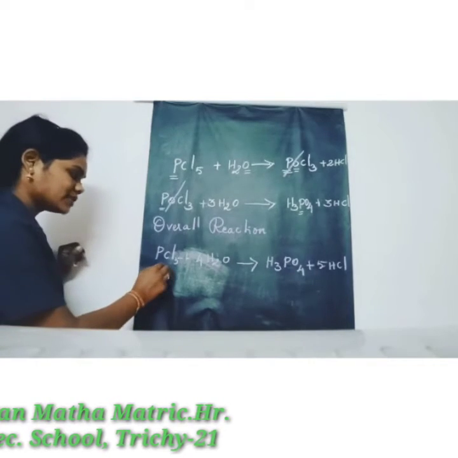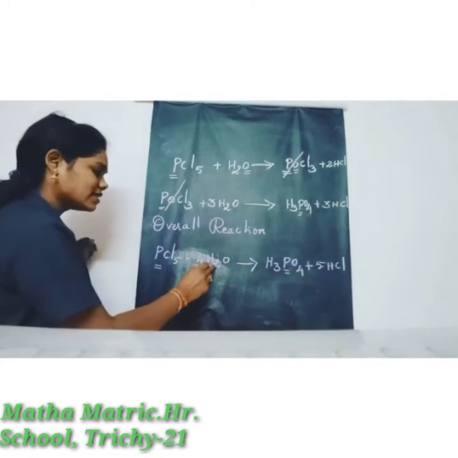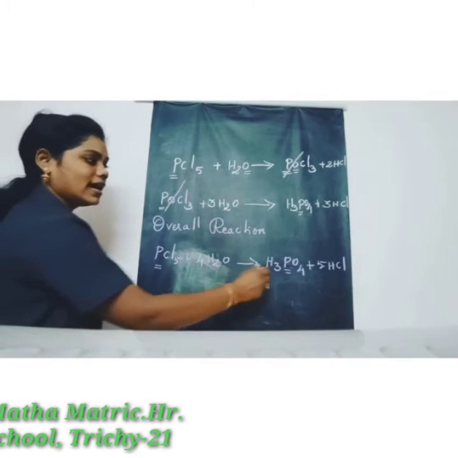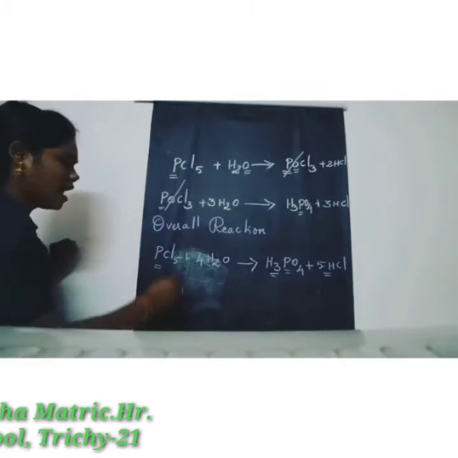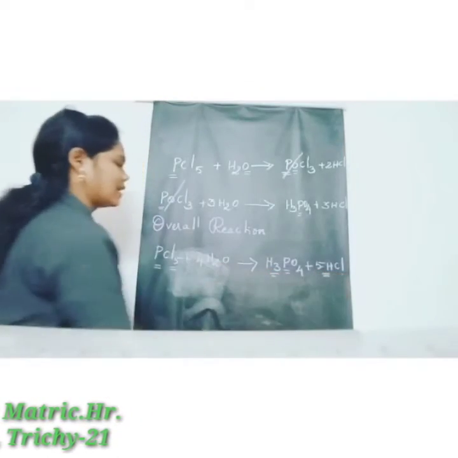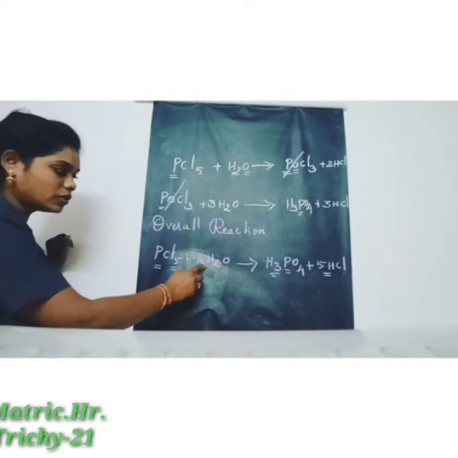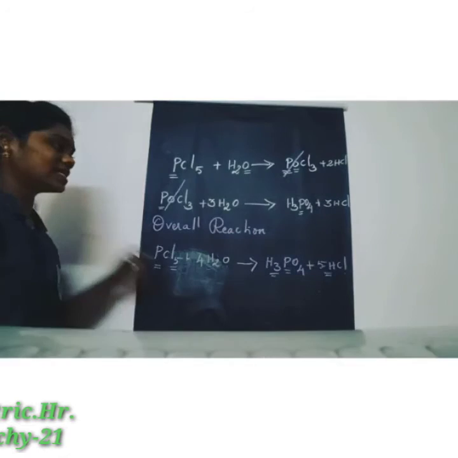Okay, so here phosphorus 1 time, here phosphorus 1 time. Hydrogen here 4 twos are 8, here hydrogen 3 plus 5, 8 times, and chlorine 5 times, here also chlorine 5 times, and oxygen 4 times, here also oxygen 4 times. That's all for the overall reaction.